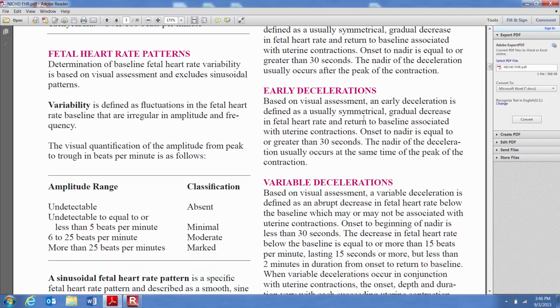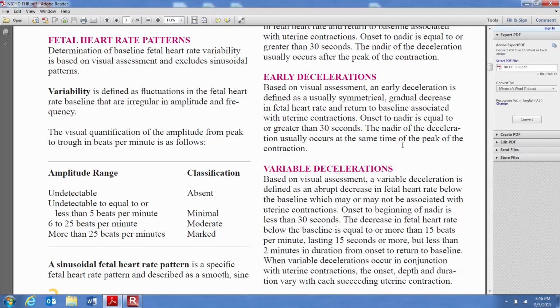Early decelerations. These mirror the contraction. I'm sorry they call them early decelerations and not mirror decelerations, but that's the term they came up with. It happens at the same time the contraction happens. It ends at the same time the contraction ends. And just like the late deceleration, the early deceleration takes 30 seconds from the time it leaves the baseline till it gets to its lowest point, which is the nadir. Okay, greater than 30 seconds.